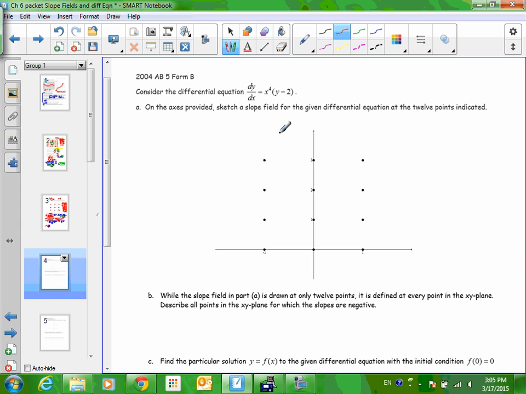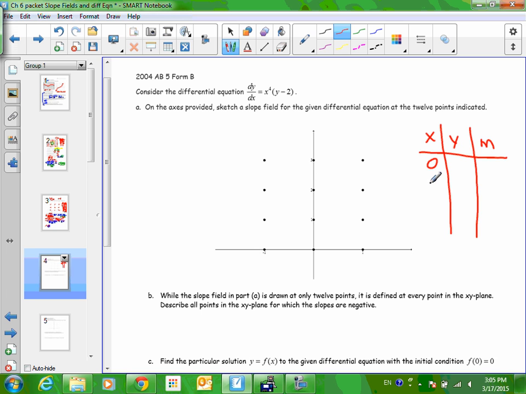All right, so this was from the 2004 test. And we're given another differential equation. The difference is this one does have easy patterns to recognize. Can any of you tell me something you know, a whole row or column? Okay, I'm going to help you out here.